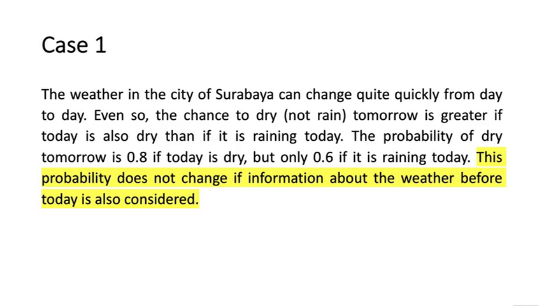So case number 1, the weather in the city of Surabaya can change quickly from day to day. Even so, the chance of dry weather, not rain, tomorrow is greater if today is also dry than if it is raining today. The probability of dry tomorrow is 0.8 if today is dry, but only 0.6 if it is raining today. So this probability doesn't change if information about the weather before today is also considered.